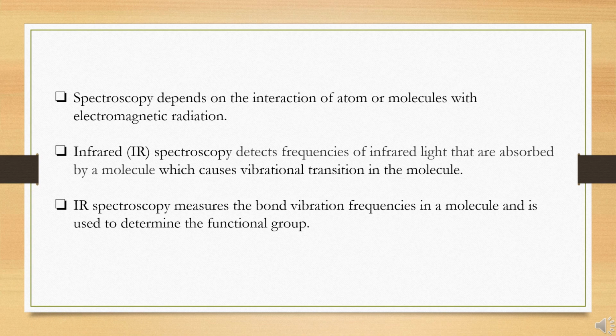Generally, spectroscopy depends on the interaction of atoms or molecules with electromagnetic radiation. So, infrared spectroscopy detects the frequency of infrared light that is absorbed by a molecule, which causes a vibrational transition in the molecule. The major use of IR spectroscopy is to measure the bond vibration frequency and to determine the functional group.